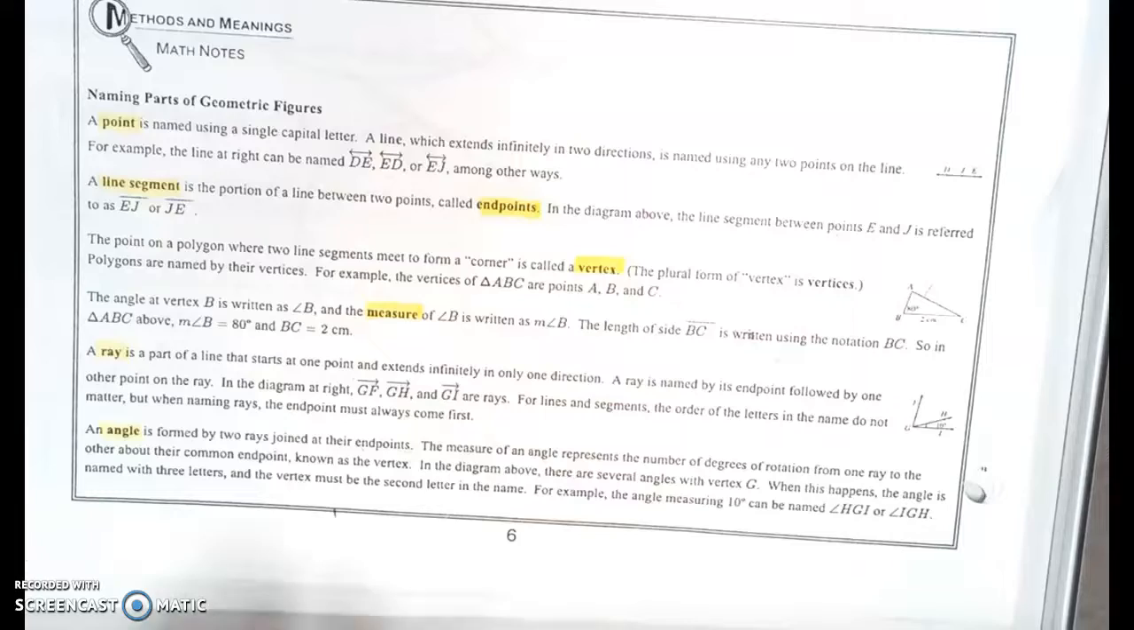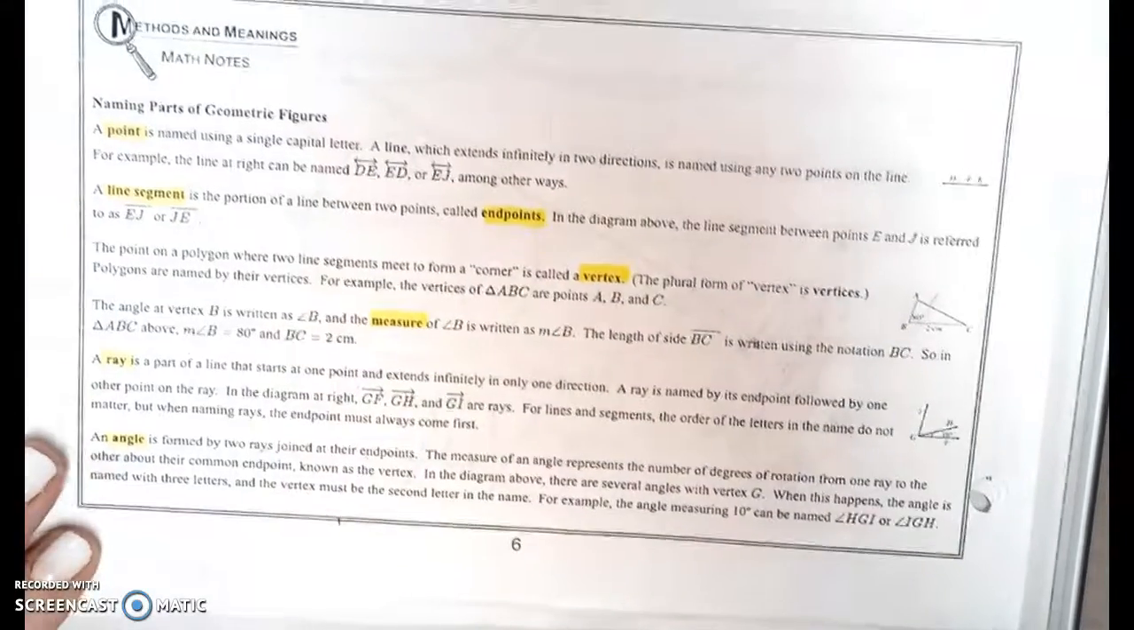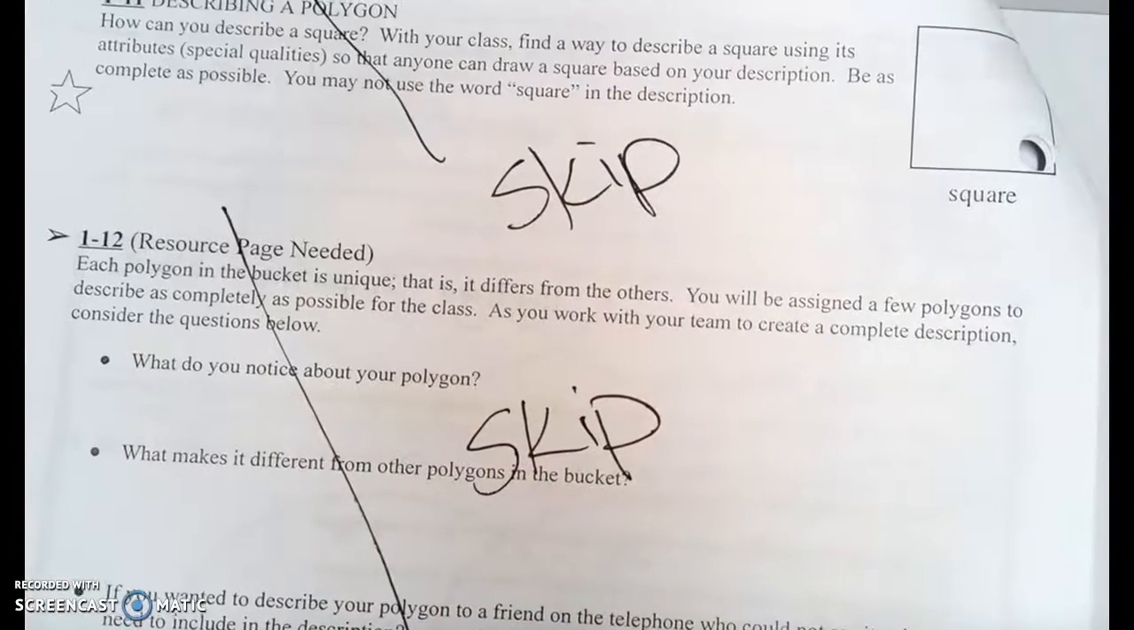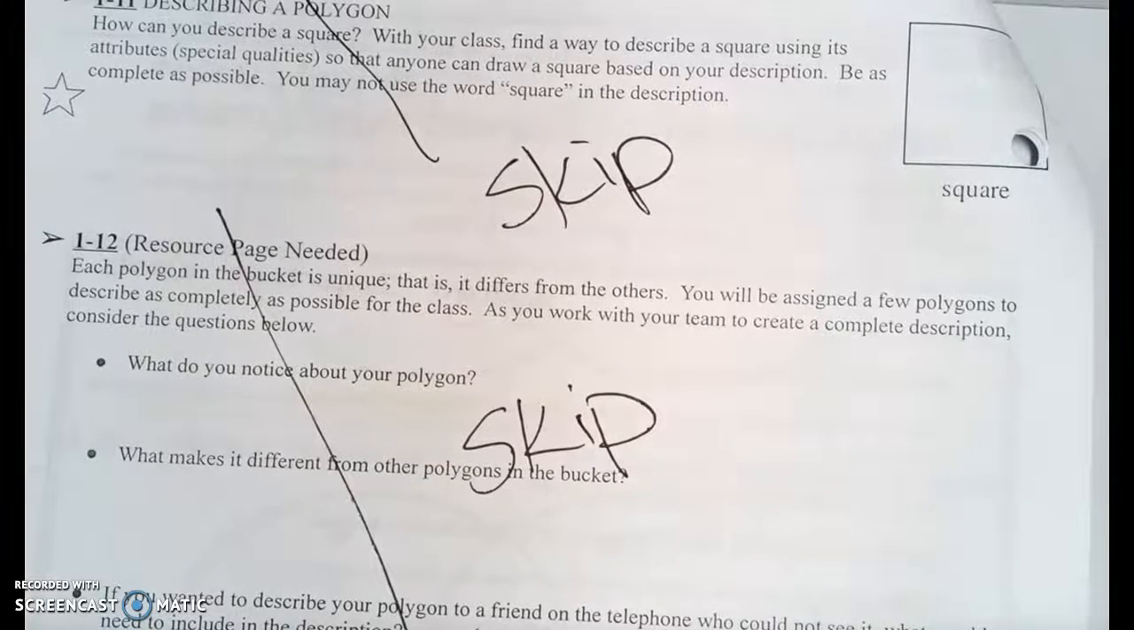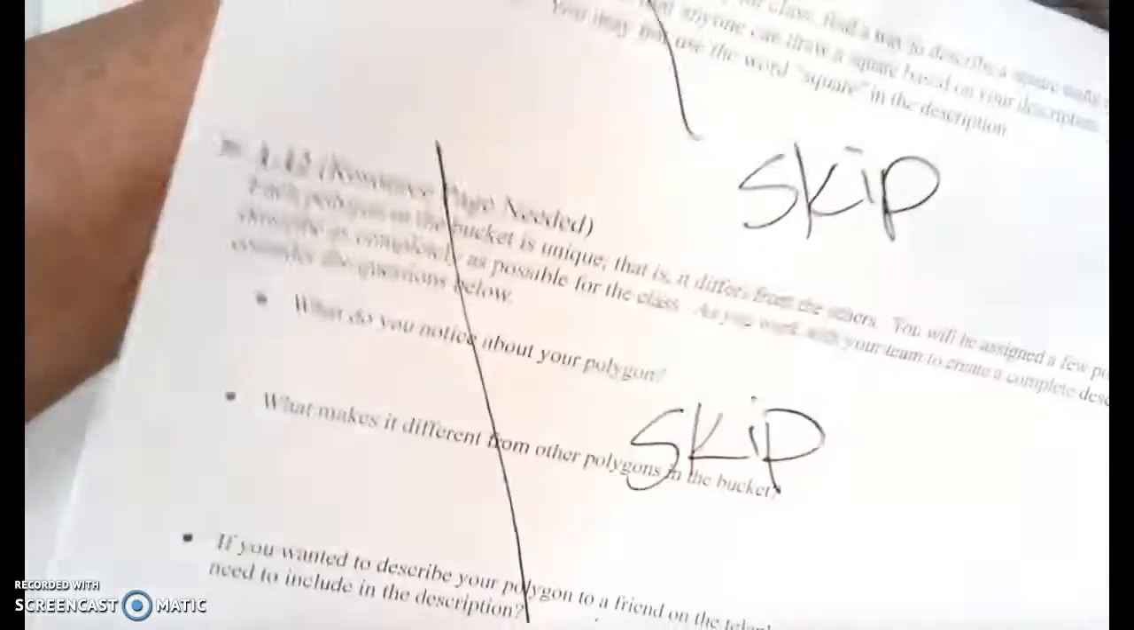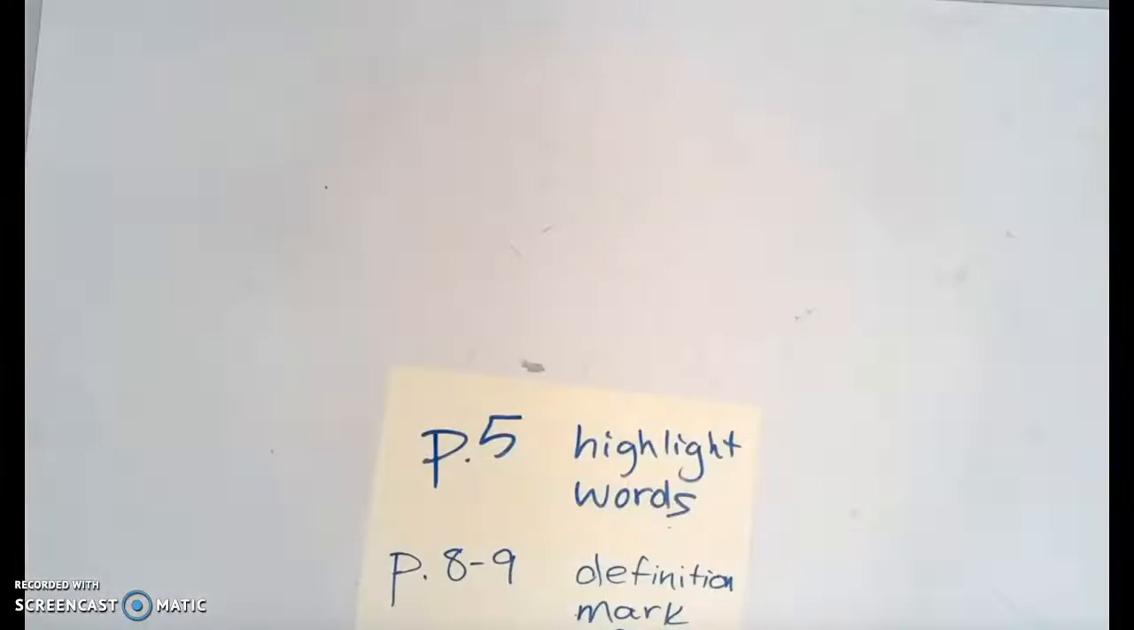Okay? Any questions on the math notes box? All right, for the two questions above, number 11 and 12, you're going to write skip and skip. Do that right now. And then turn back to page 5.